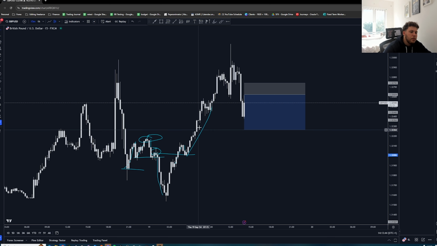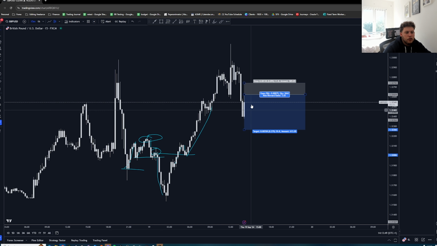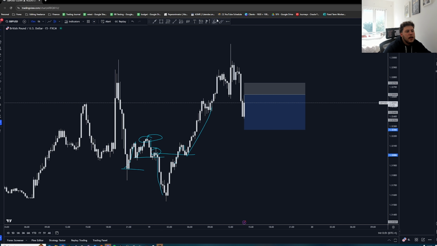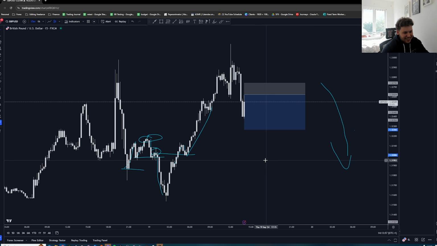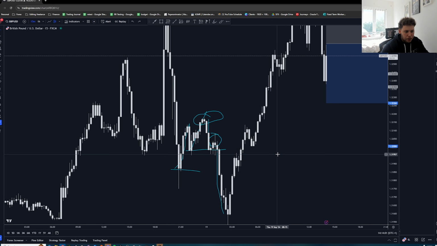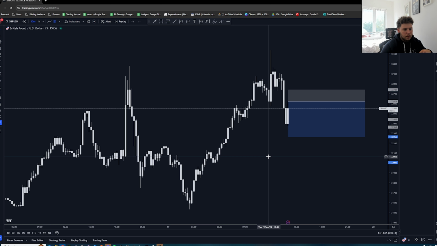Obviously, the entry could be up to you. People enter lots of different ways. I just put the entry a bit random, but the main point is it will sell to the downside, hopefully. Otherwise, it'll be a bit awkward if it doesn't. But that's what I'm looking at now. So remember your highs and remember your lows, and remember what makes a high and a low and a break of structure, as I've just told you.